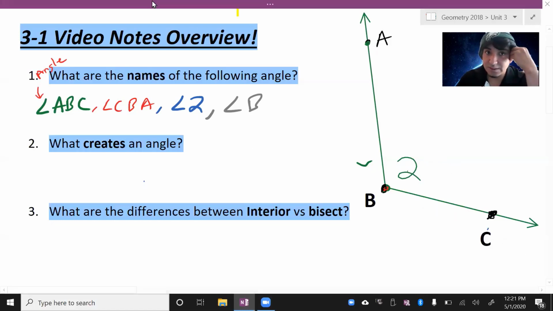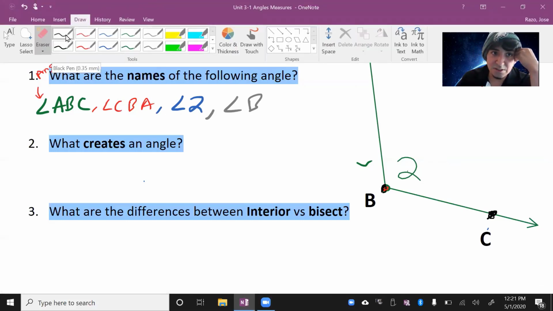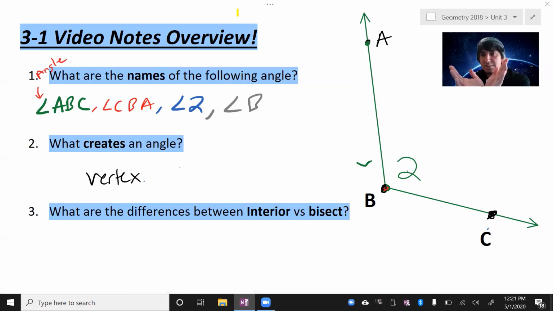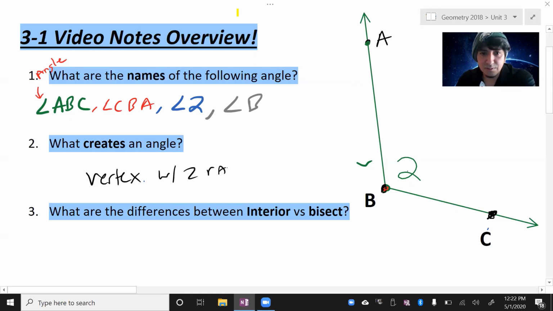So what creates an angle? Initially, what you have here is a vertex with 2 rays. So a vertex is initially being shared between two lines. Now, in this case, it happened to be 2 rays. So a vertex with 2 rays.